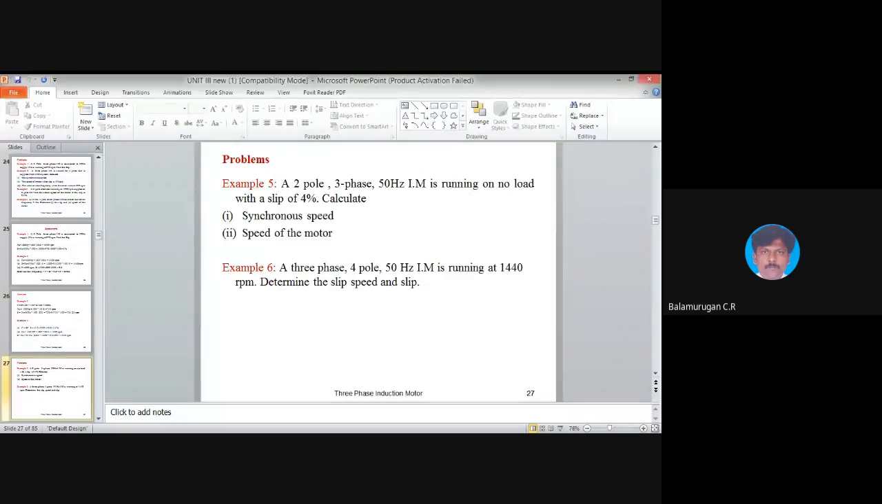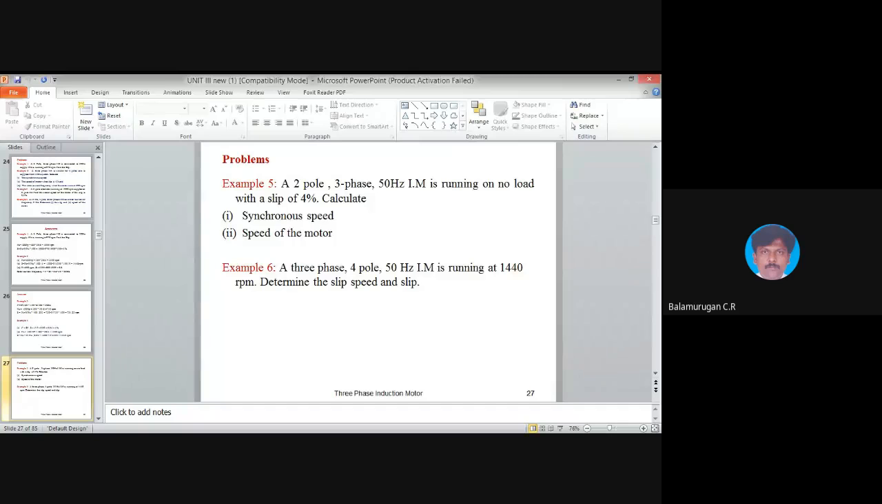What is the formula for slip speed? So slip speed will be the difference in speed between the stator and rotor. So you can use this formula for slip speed. It is equal to the difference in speed between stator and rotor. So this we call a slip speed. You can directly substitute and find the value.